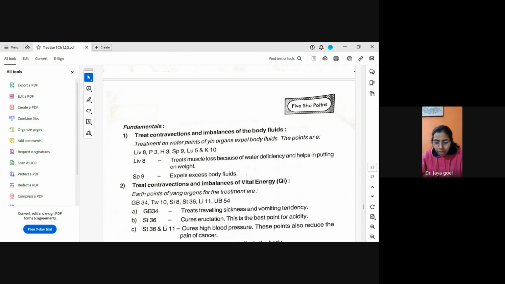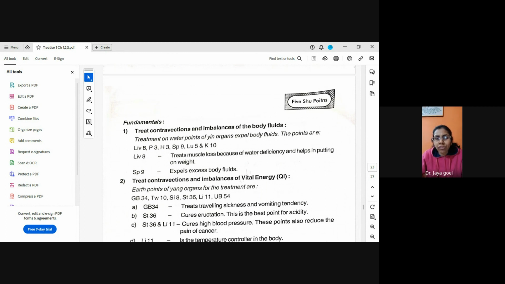Liver 8 is treated for loose muscles also because of the water deficiency, and it helps in putting on weight. And SP9 is to expel excess fluid. These are two points which are specifically given, SP9 for expelling fluid, and Liver 8 for loose muscle.